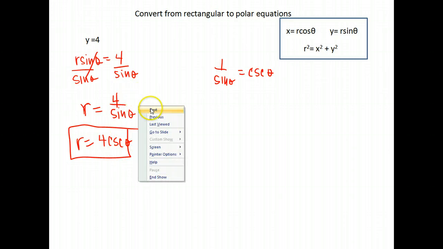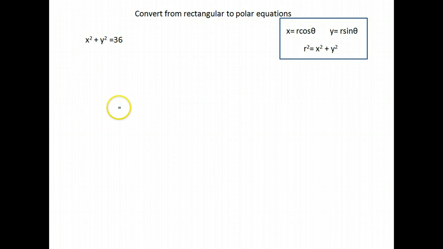Okay, so some of them are pretty straightforward. Some require a little more work and a few tricks. So here we have x squared plus y squared equals 36, which is the graph of a circle with radius 6 and center at 0, 0. We want to convert that to polar form.